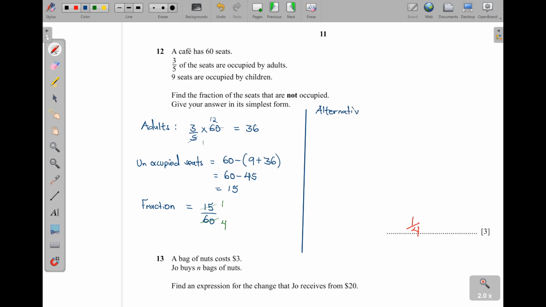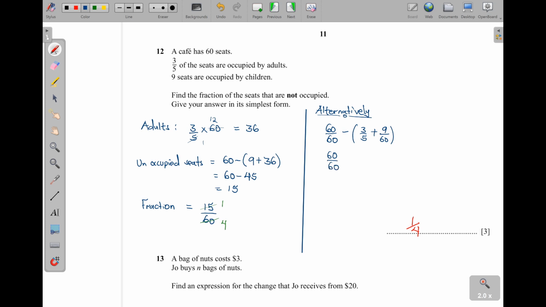Okay, then alternatively, this is the alternative approach. Alternatively, I can use only fractions. Okay, so the fraction, I can have 1 minus the fraction of the occupied seats. So I can say 1 is actually the same as 60 over 60. Then I can say minus, now 3 over 5 is the fraction of the seats occupied by adults, and then 9 seats are occupied by the children. So that is 9 out of the 60. Then I simplify this one.